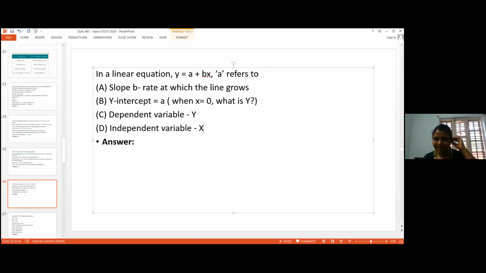No, there were a few guesses which went wrong. The answer is actually B. There were plenty of guesses that came in, but the answer is B. Y-intercept. Is it fine now?